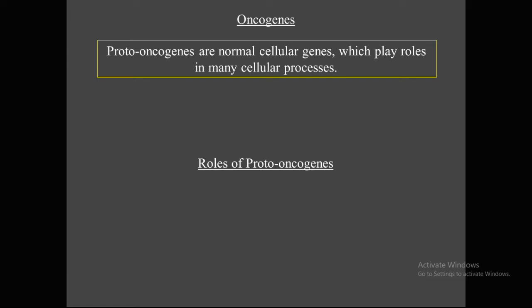Some of the roles these proto-oncogenes perform in the cell are signal transduction. Signal transduction is basically cell communication, that is communication from one cell to the other, and for communication the cell requires a signal molecule, and this molecule then relays the signal, which is referred to as signal transduction. So many of the proto-oncogenes code for signal transduction proteins.